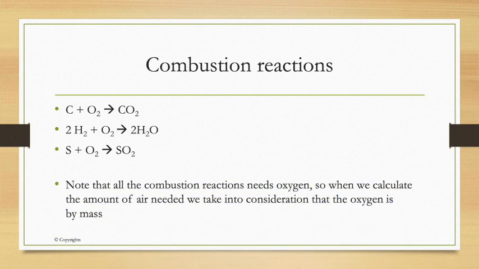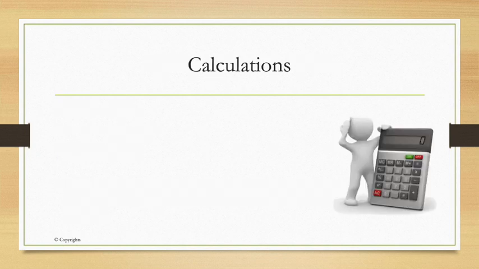Note that all the reactions need oxygen, so when we calculate the amount of air we need, we have to take into consideration that the oxygen is 23% by mass. So, if your calculations lead to 2 grams of oxygen and you want to calculate the air mass, then you need to divide by 23%.